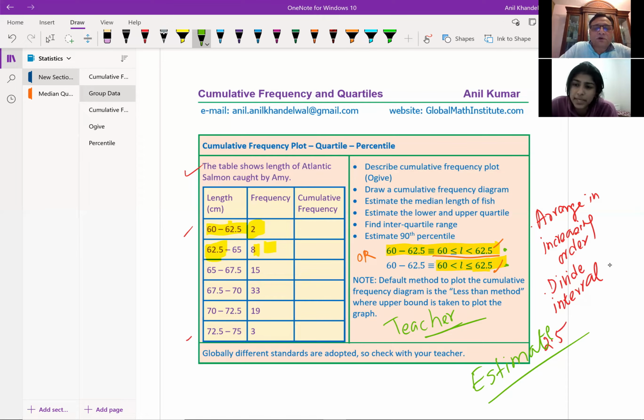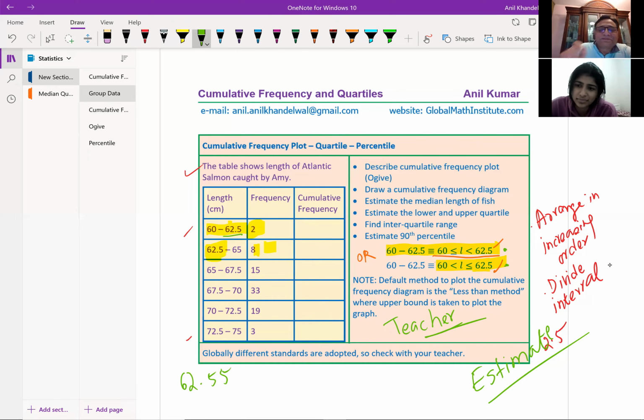So before we begin with this, you should be clear. If I write 60 to 62.5, again 62.5 to 65, what does it mean? Is 62.5 included or not included in the first group? Now, I've seen some very beautiful solutions in some excellent books. If they're rounding the figure to one decimal place, they will make a group not 60 to 62.5, but they'll change this number to 62.55.